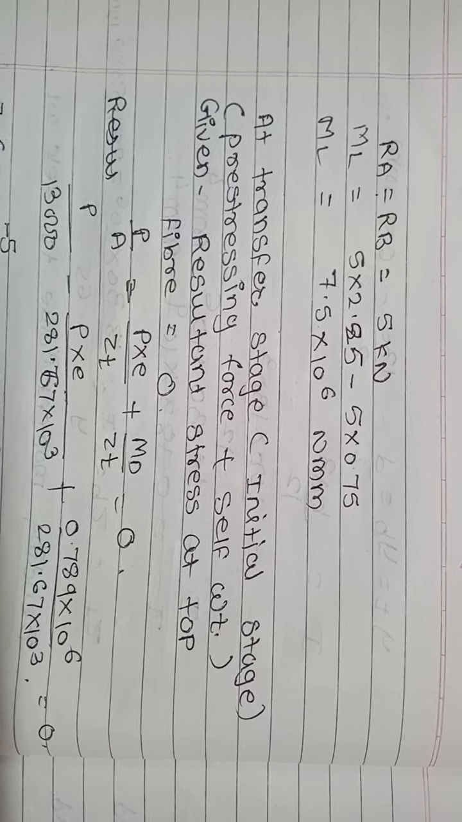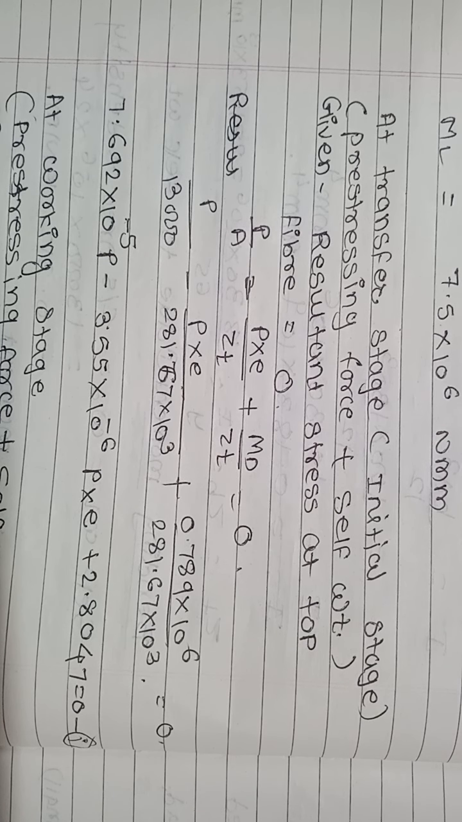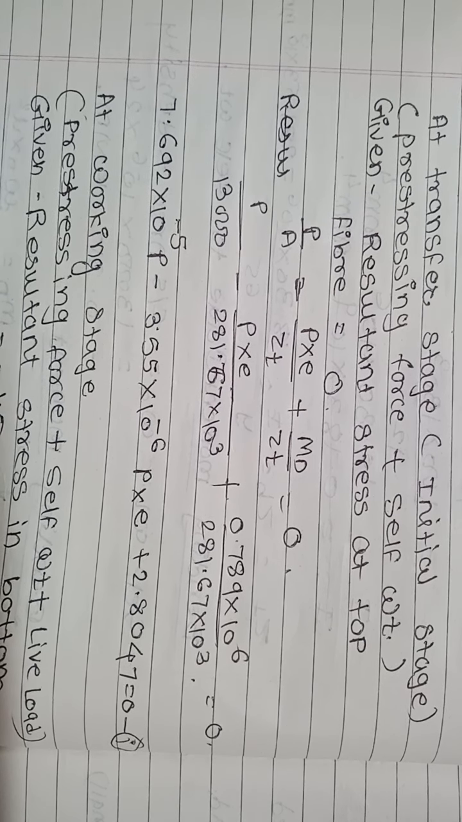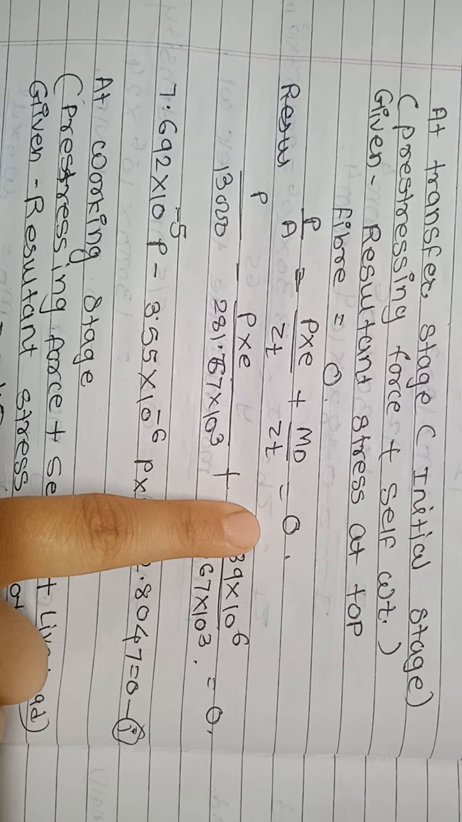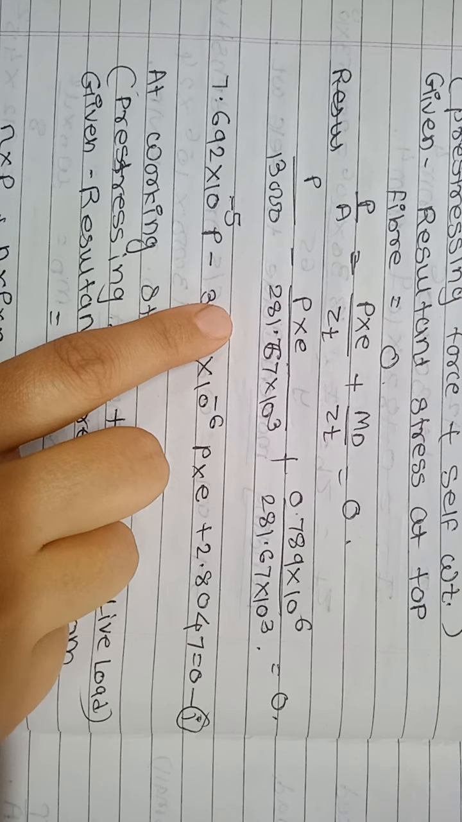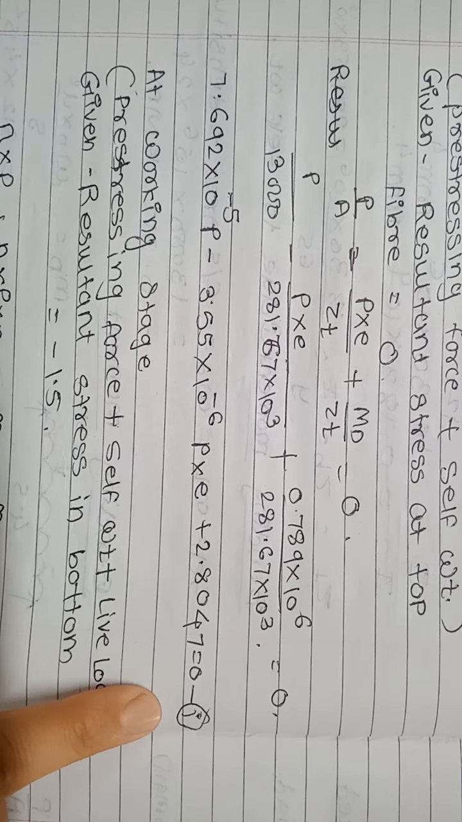Now at transfer stage, means at initial stage, pre-stressing force plus self-weight, it is given in the problem that resultant stress at top fiber is equal to 0. Resultant stress is the addition of all the stresses. That means stress due to pre-stressing force plus stress due to eccentricity plus stress due to dead load is equal to resultant stress, that means 0, which is the condition given in the problem. I put all the values and we got the first equation in this form.